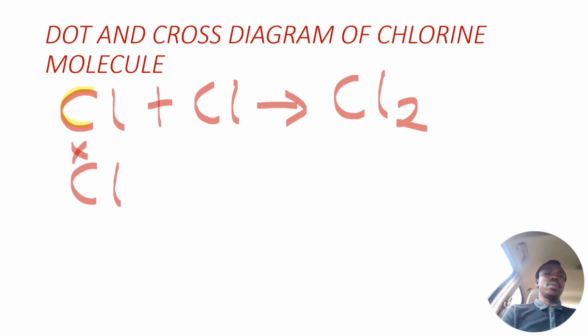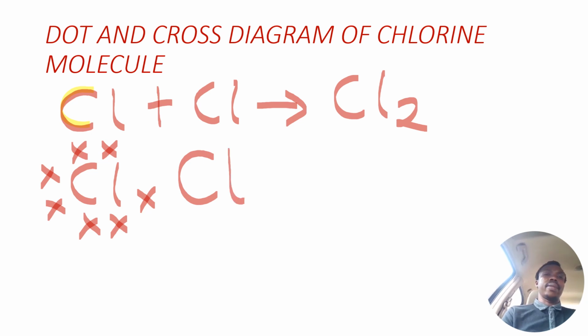This is 1, 2, 3, 4, 5, 6, and 7. Then the other chlorine atom has 7 electrons. 1, 2, we are using dots, 3, 4, 5, 6, 7. So you can see each of the chlorine atoms contributes 1 electron. You can see this chlorine atom has attained the noble gas configuration, completing its octet state: 1, 2, 3, 4, 5, 6, 7, 8. This one has completed 1, 2, 3, 4, 5, 6, 7, 8. So as you can see, each of the chlorine atoms contributes 1 electron for the bond formation.